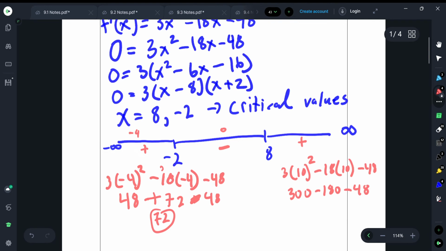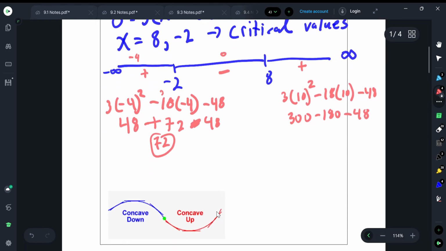All right, well, let's verify that. Okay, cool. So it goes up until it gets to 2, changes direction, then it's decreasing all the way till it goes to 8, and then increasing. You see that? Okay. Cool, no problem. So now let's look at what we call the inflection points.